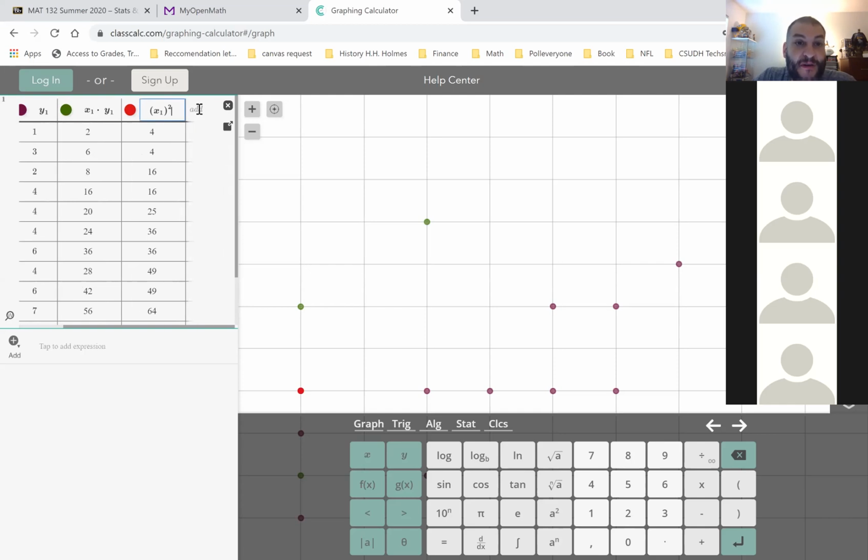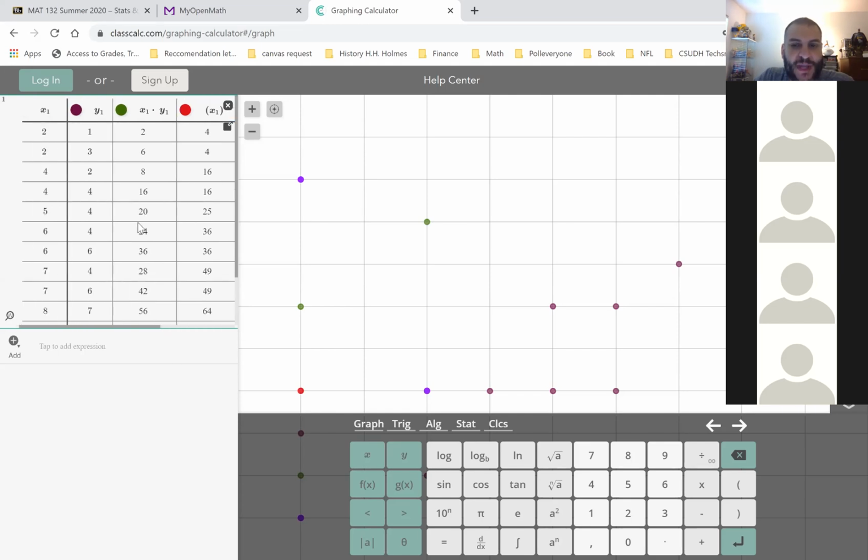And then if you want to add again, you could say Y1, and now you could take that to the second power, and that would give you all of your Y1 squared. So if you look at it, this will give you all of the data points that we had to calculate by hand. If you do this in ClassCalc, it'll give you the whole table for you.